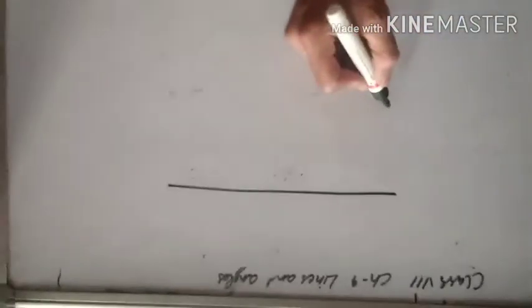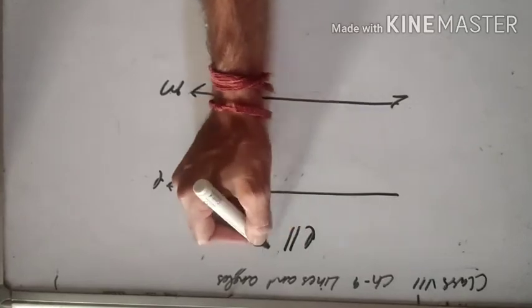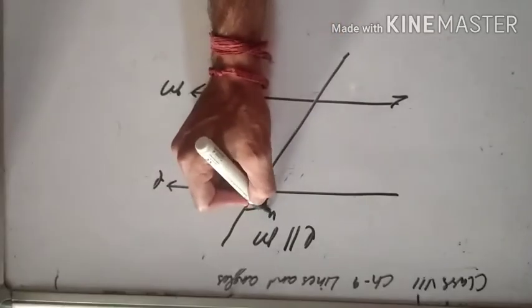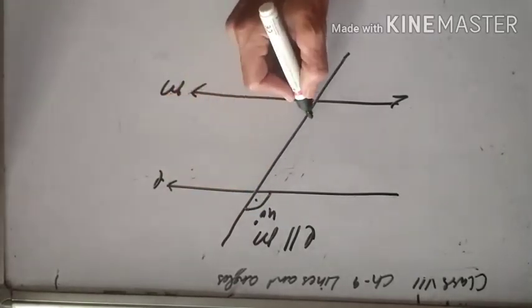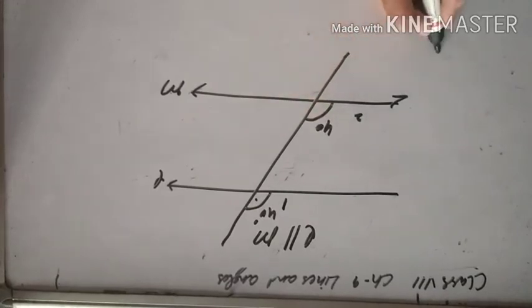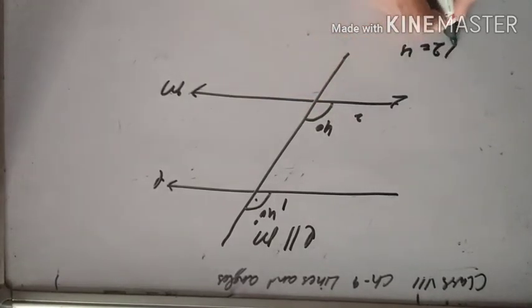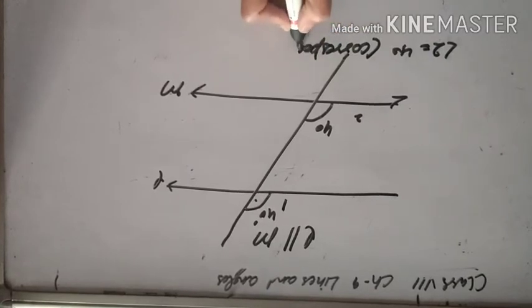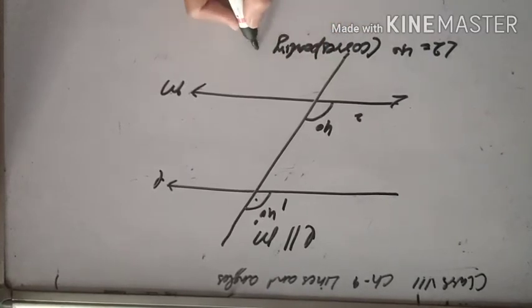Now see, suppose these two lines are parallel, L and M. L is parallel to M, and this is a transversal, and this angle is given as 40 degrees. If this angle is 40, this angle is also 40. Angle 2 is equal to 40, corresponding angles. If one angle is known, all angles can be found.